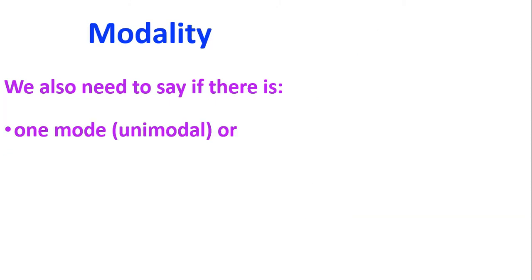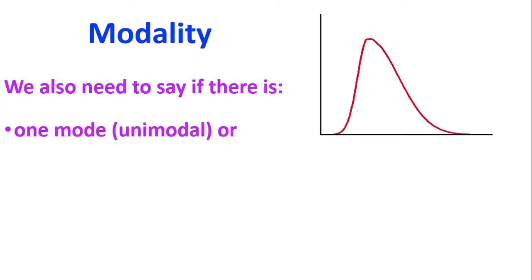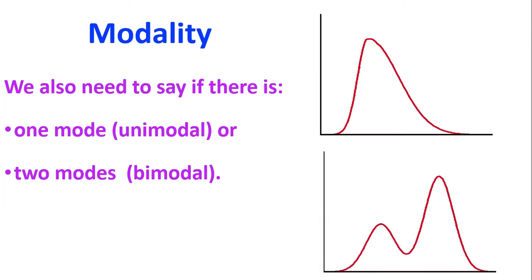Modality, we need to look and see, is there one mode? We use the word unimodal to describe that. Uni meaning one, like a unicycle has one wheel, and so that's got one peak. Or if we've got two modes, we call that bimodal. The word bi, like bicycle, means two, so there's two peaks.